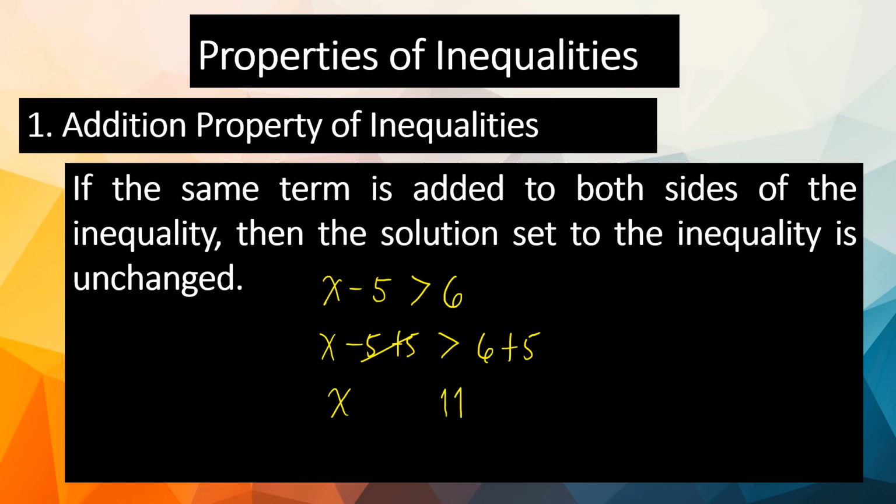Now, based on the given property, if you merely add the same number to both sides of your inequality, we can keep the inequality unchanged. So we still have greater than here. Our final answer is x is greater than 11. Take note that this property is also true with subtraction, since subtraction is just the same as adding a negative number.